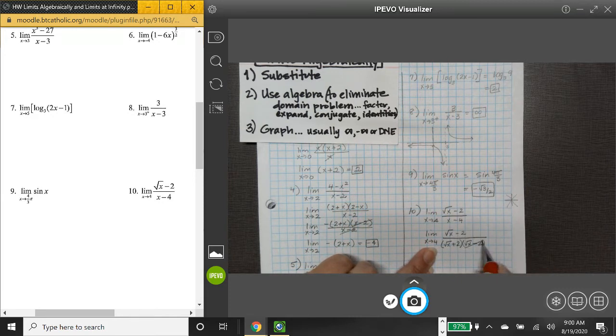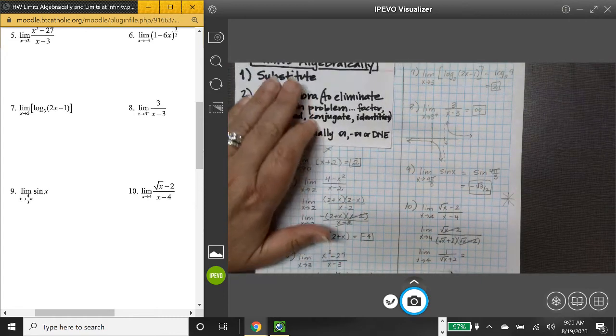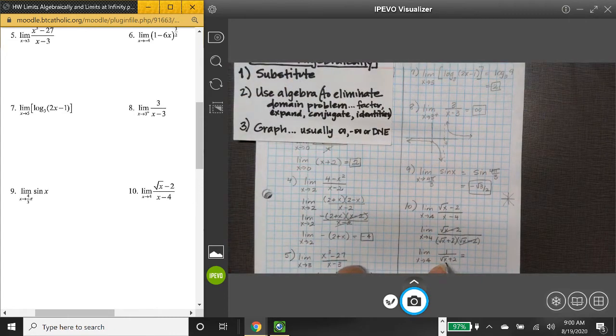All right, so I'm going to get rid of this factor and this factor. The limit as x approaches 4 of 1 over the square root of x plus 2 equals, now I can go back to my substitution. I take the square root of 4, and that's 2. So 2 plus 2 is 4, so it's 1/4.